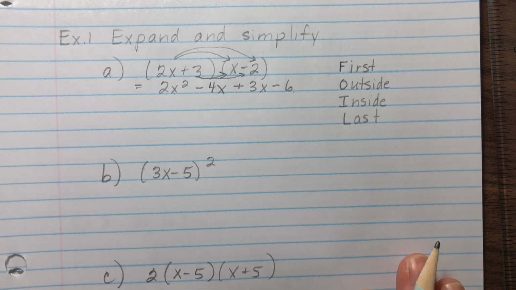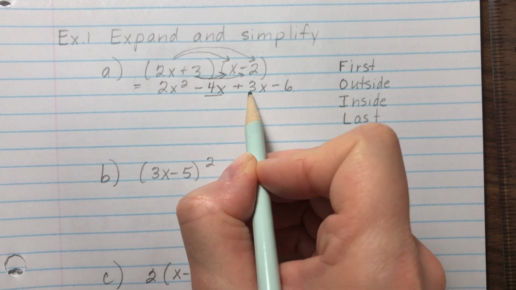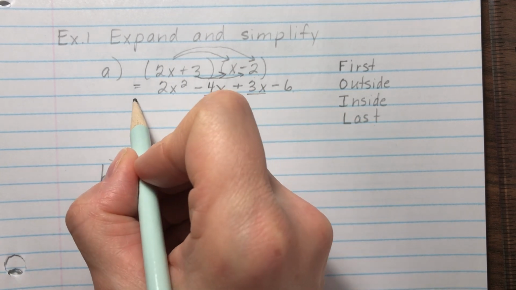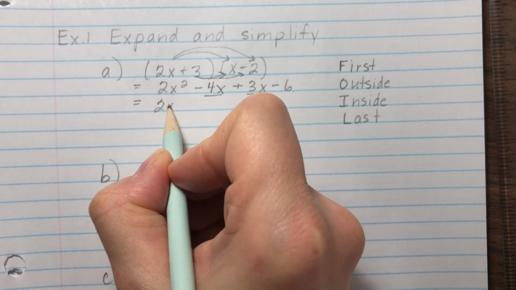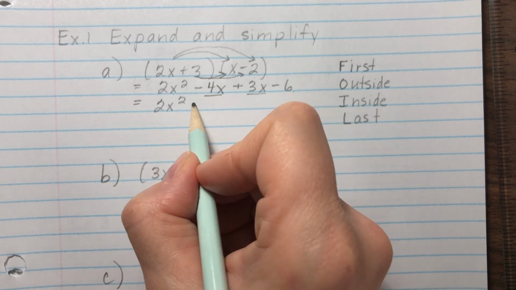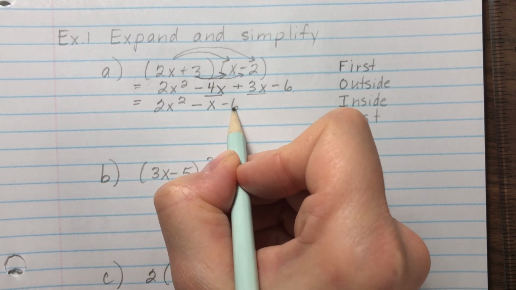So we're looking for like terms to combine. In this case, we can combine negative 4x and 3x together to give us negative 1x. So the final answer would be 2x squared minus x minus 6.